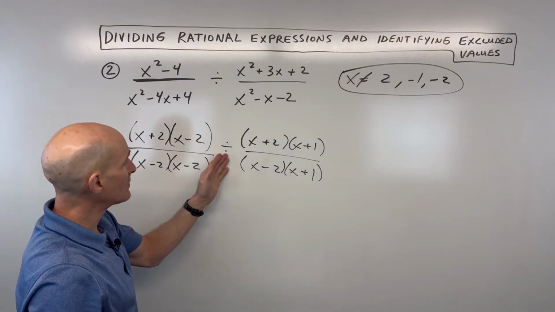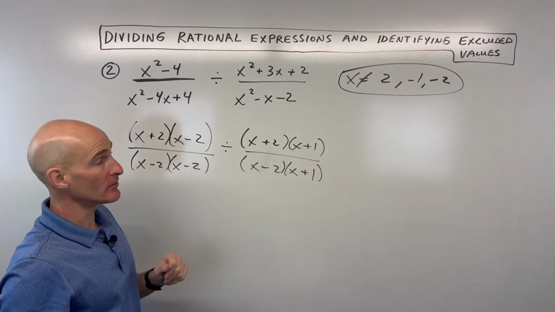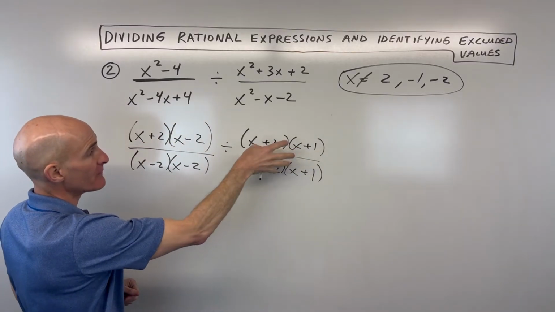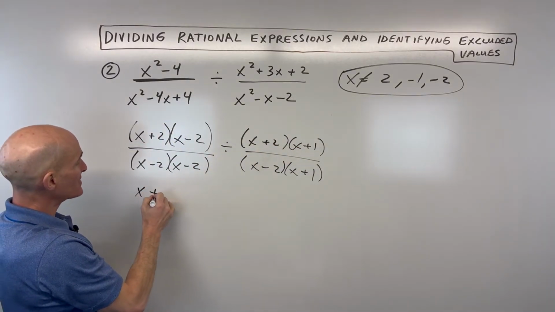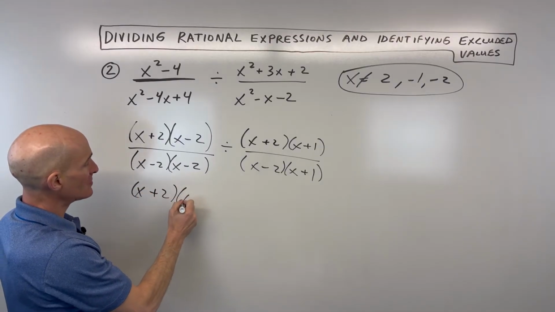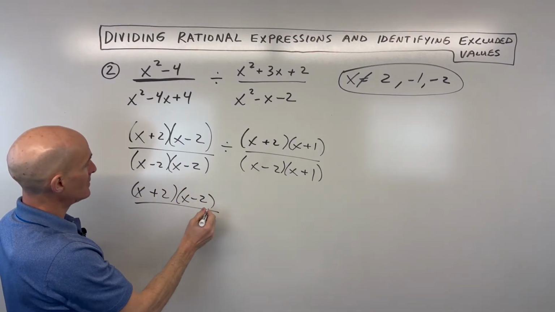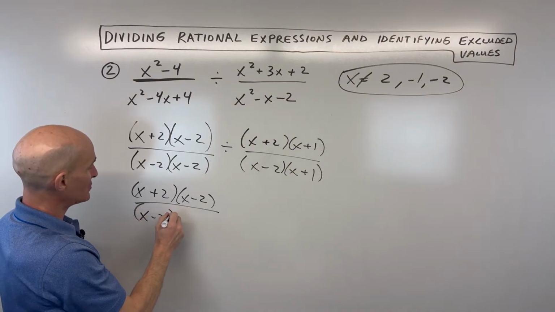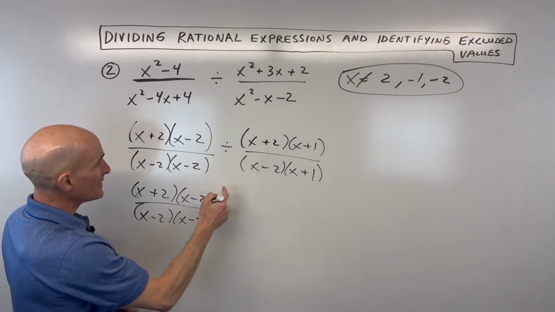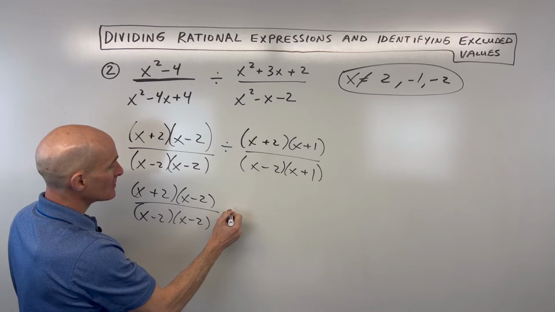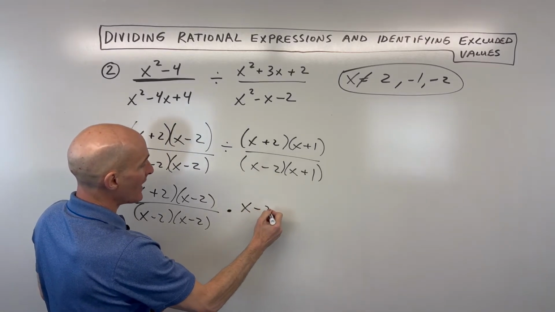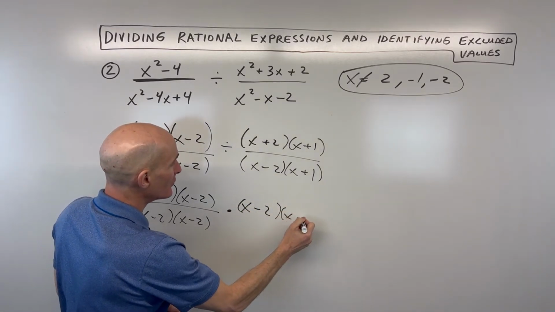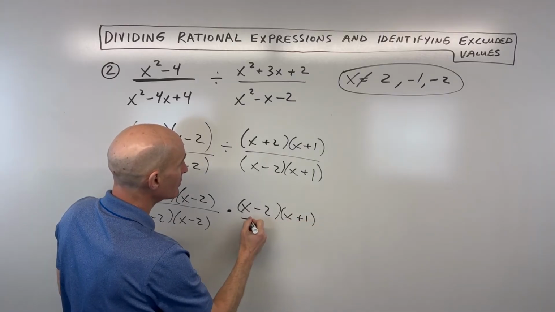When we divide, it's like multiplying by the reciprocal, or you can think of the keep it, change it, flip it. So this first fraction, let's keep it the same, x plus 2 times x minus 2. Denominator is the same, x minus 2, times the reciprocal. So I'm going to put the denominator in the numerator and the numerator in the denominator.